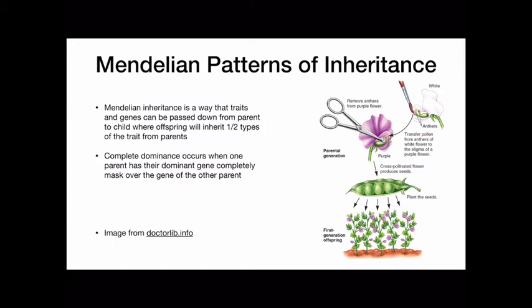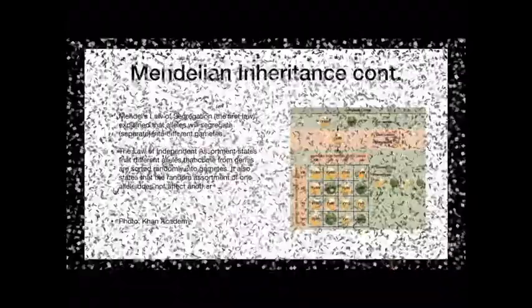dad. Complete dominance is one big vocabulary word many people learn. This occurs when one parent has their dominant gene completely mask over the gene of the other parent. This means that the offspring will only show one gene of the mom, but the dad's gene will be hidden under, completely masked. And this image is from drlib.info.